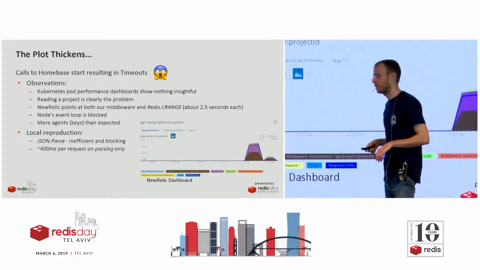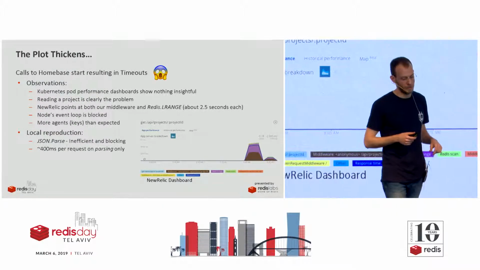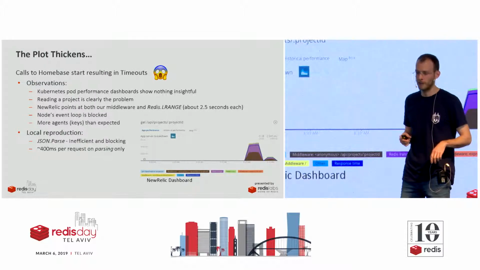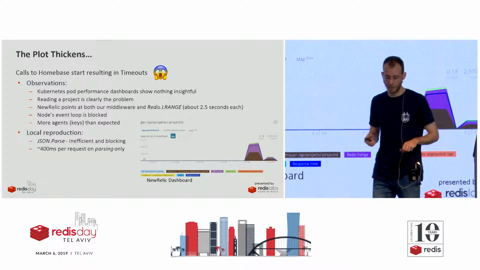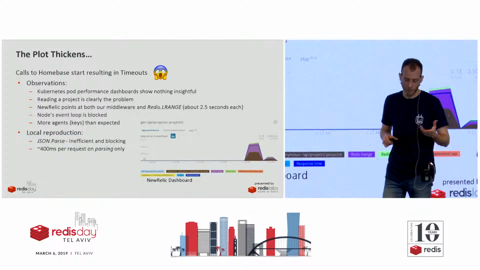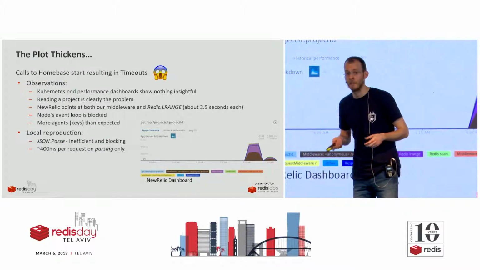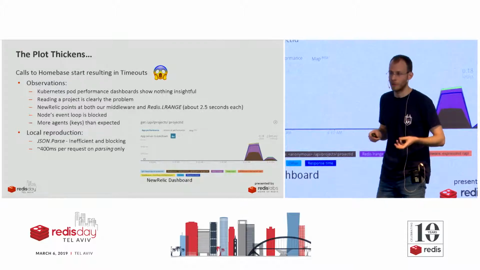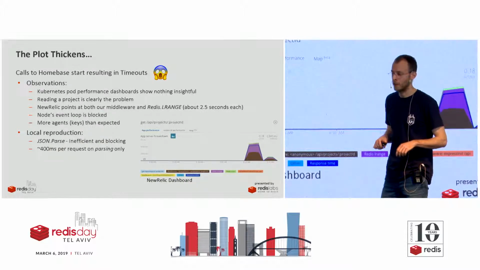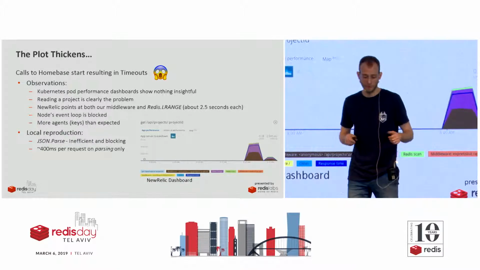Trying to reproduce the problems offline in our local environments, we managed to see that what actually takes all this time is parsing all the objects from Redis back into JavaScript objects. Because parsing objects is both inefficient and blocking. Inefficient means it takes a lot of time to parse all these objects, and blocking means that since Node is single-threaded, whenever one request is getting served, all the other requests have to wait.